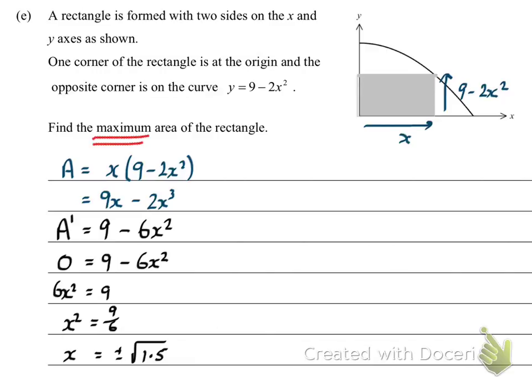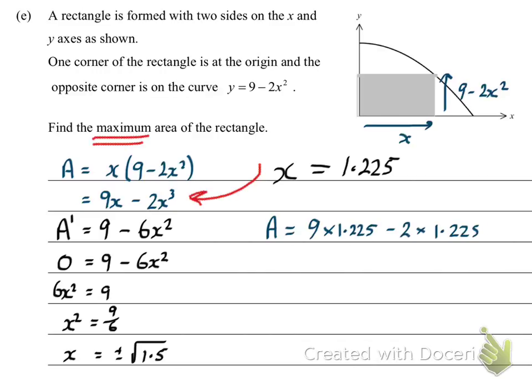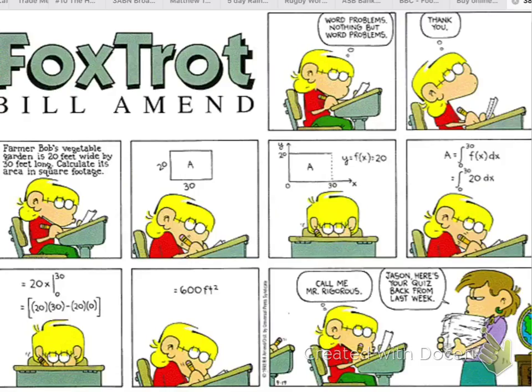root of 1.5. You're not going to have a negative value for the area. So x equals 1.225. We can ignore the negative and work out the area by multiplication and substitution, 7.35 units squared. You could double differentiate to find that it is a negative value to prove that it is a maximum. We're done.